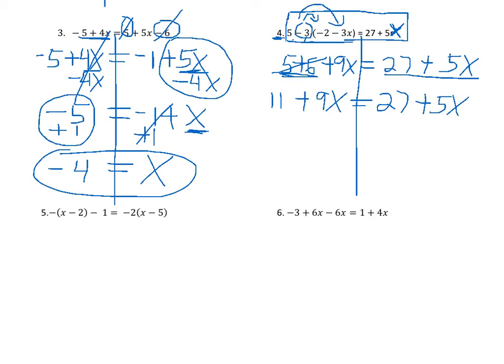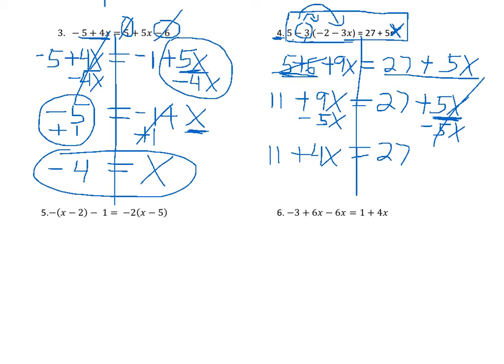I want to move over the smaller variable. This is the smaller variable right here. 5x is smaller than 9x, so I subtract 5x. That cancels. I subtract 5x here. So on the left side, I have 11. 9x minus 5x is plus 4x. And then on the right side, I just bring down the 27.